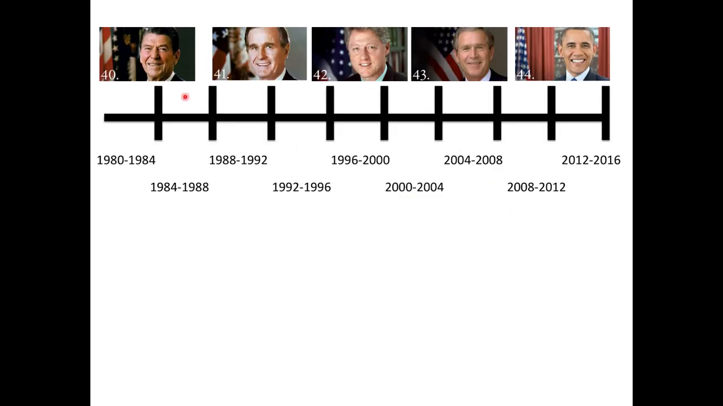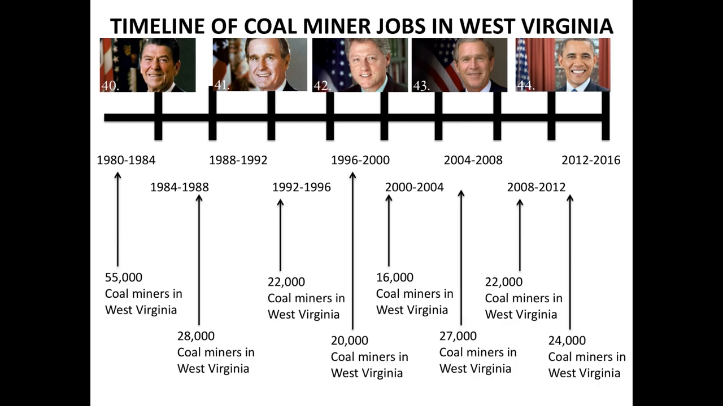cheaper. And in terms of blaming Obama for killing coal, here we've got the four presidents leading up to Obama: Reagan, Bush Sr., Clinton, Bush Jr., and Obama. And these are the years in office. These are the number of coal miners in West Virginia who lost their jobs during these presidential terms. And you can pause this and look at the numbers.